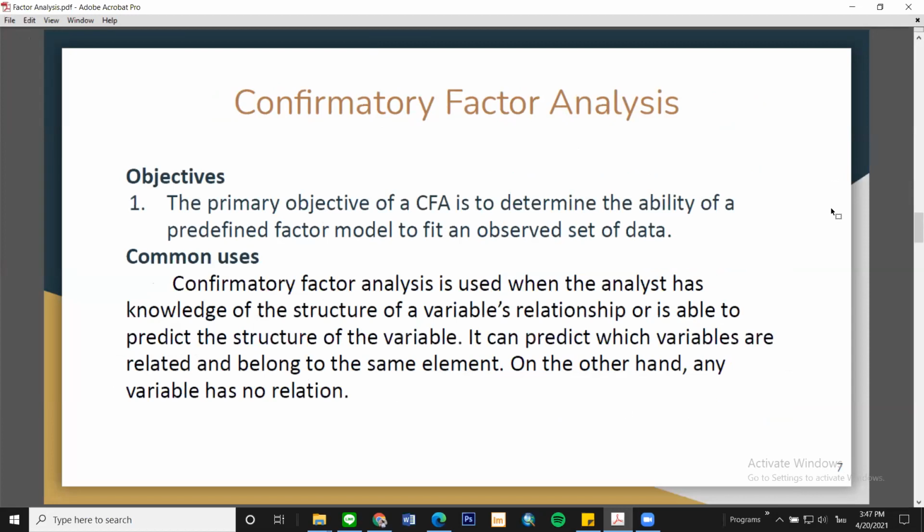The objective of this topic is to determine the ability of a predefined factor model to fit an observed set of data. Commonly, it's used when the analysis has knowledge of the structure of variable relationships. It can predict which variables are related and belong to the same element. However, any variable has no relation.